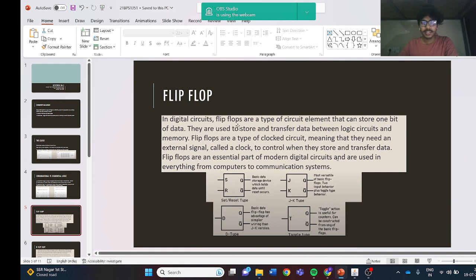Flip-flop. In digital circuits, flip-flops are a type of circuit element that can store one bit of data. They are used to store and transfer data between logic circuits and memory. Flip-flops are a type of clocked circuit, meaning that they need an external signal called a clock to control when they store data and transfer data. Flip-flops are an essential part of modern digital circuits and are used in everything from computers to communication. There are four types of flip-flops: set or reset type, JK type, D type, and toggle type.